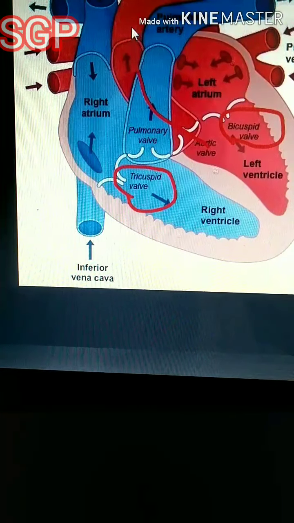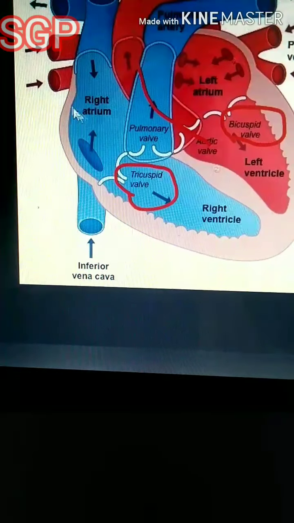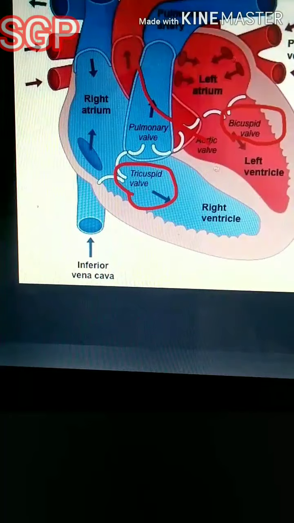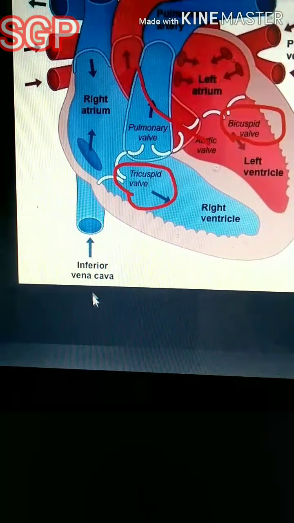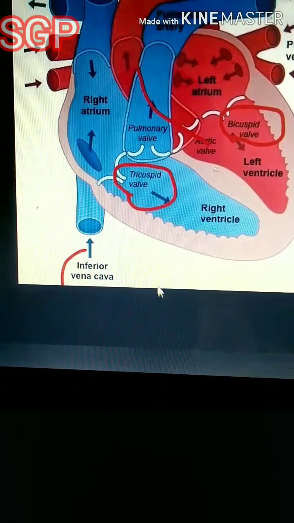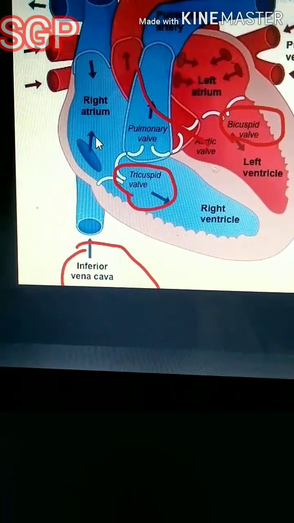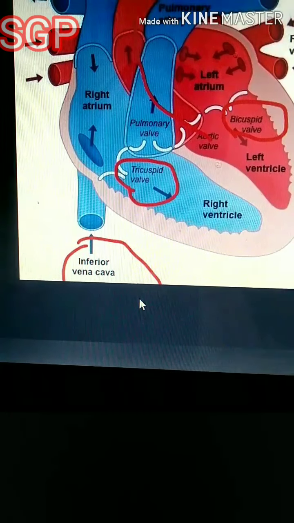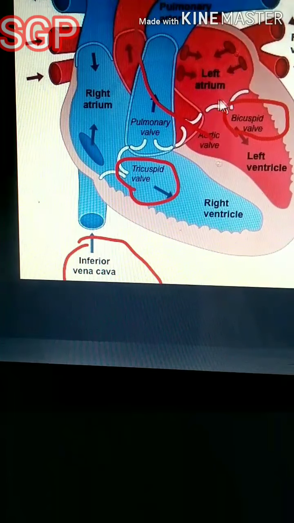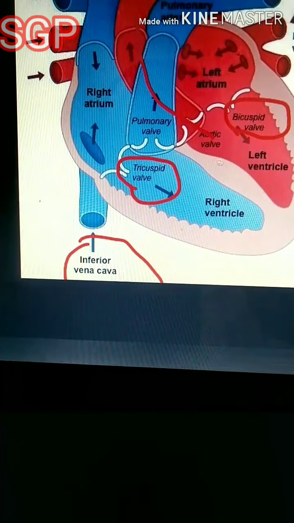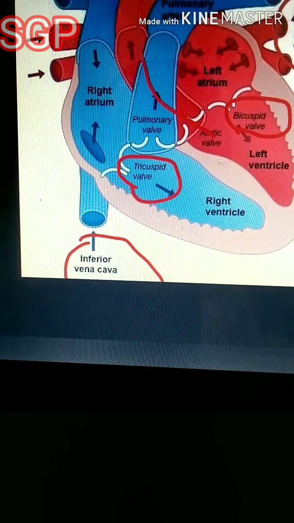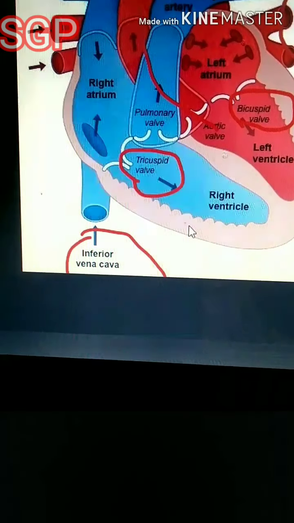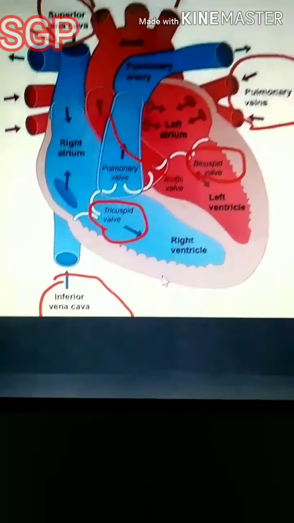into the aorta. The right atrium receives impure blood from the superior vena cava and the inferior vena cava. At the same time, the left atrium receives pure blood from the pulmonary veins. These are all the structures present in the internal heart.